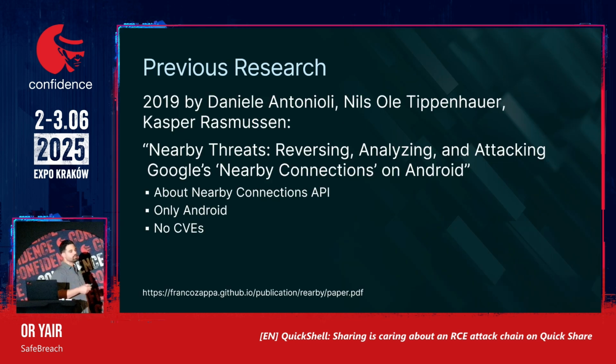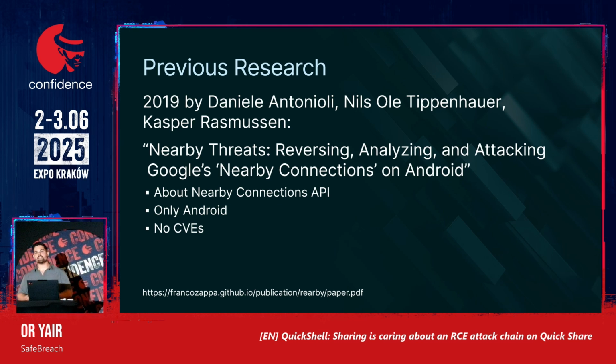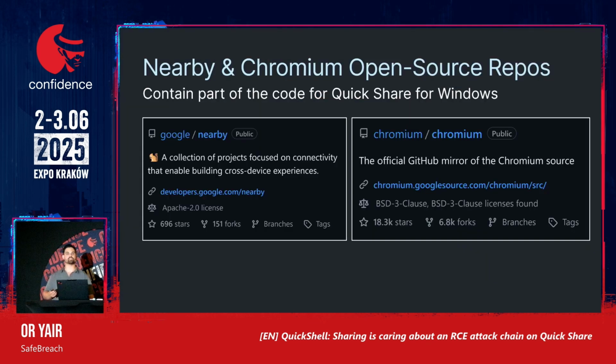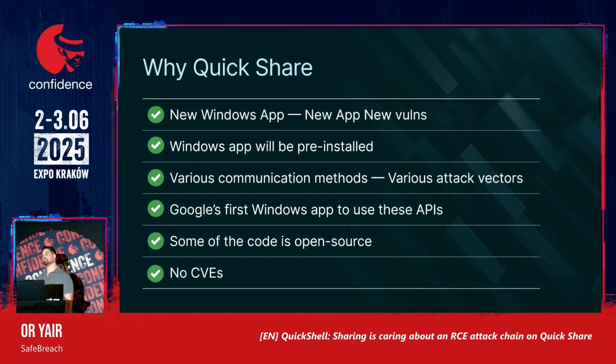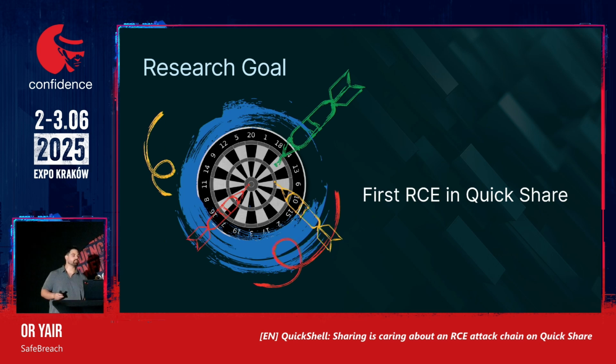Looking for past research, the only one that we could find that was related was done in 2019, and it was done only on the API that QuickShare uses because QuickShare didn't even exist back then. It was done only on Android and no CVEs were issued. Another interesting fact is that most of the application's code can be found in open source repositories, so that would be helpful as well. Concluding all of these facts together led us to evaluate QuickShare as a valuable and likely to be breached target. Our goal was to achieve the first ever remote code execution on QuickShare.